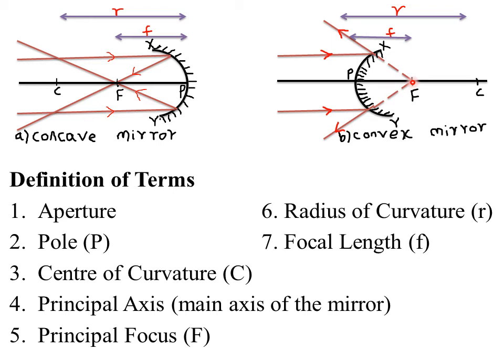It is also important to note that the radius of curvature is always twice the focal length. So focal length times 2, you get the radius of curvature. Remember, focal length is the distance from P to F, and the distance from P to F is equal to the distance from F to C. So if you take the focal length and multiply by 2, you will get the radius of curvature. Alternatively, you can say that the focal length is always half the radius of curvature.